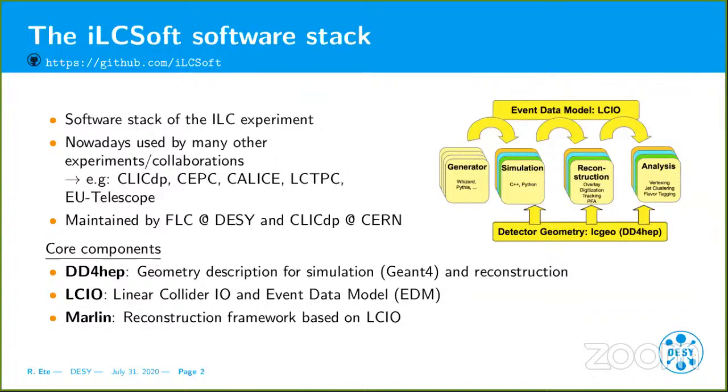The core components, which I will present a little bit later, are: DD4hep, a very nice package for geometry description for simulation and reconstruction; LCIO, which is our event data model and event format; and Marlin, which is designed for reconstruction based on LCIO.